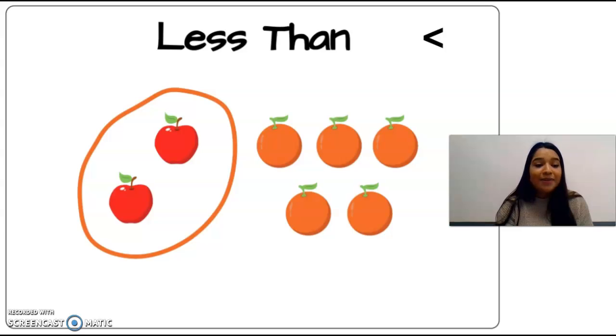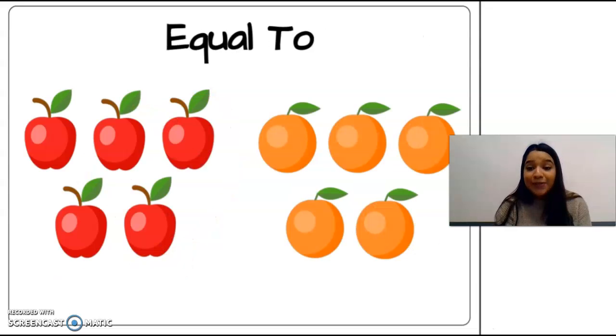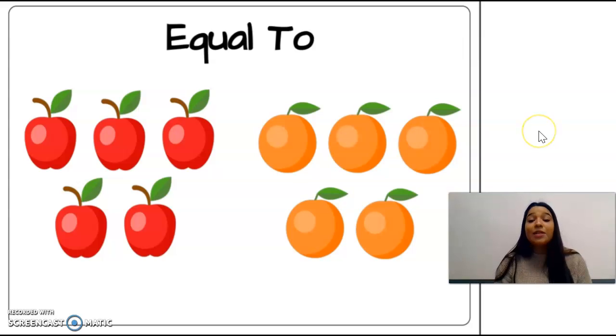Our last vocabulary word is equal to. Equal to is when you have the same amount or you have the same number. So we have 5 apples and 5 oranges. So 5 equals 5, or the amount of apples is equal to the amount of oranges because they have the same amount. So they're equal to.